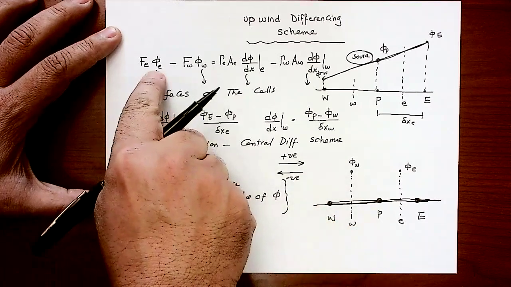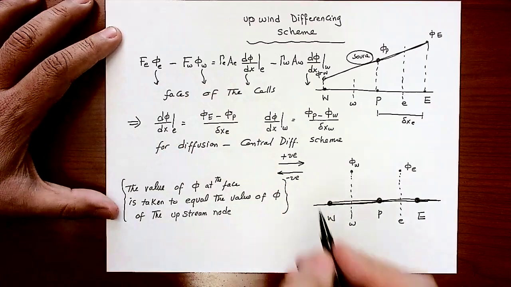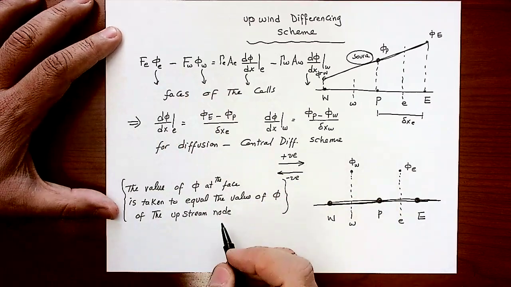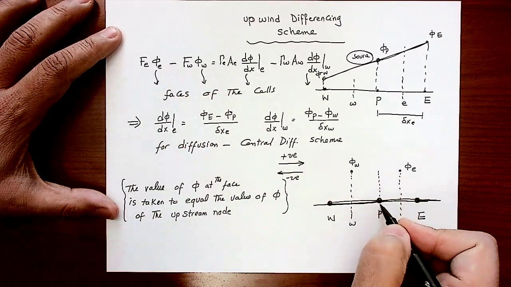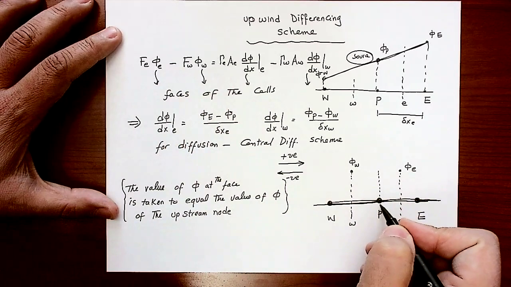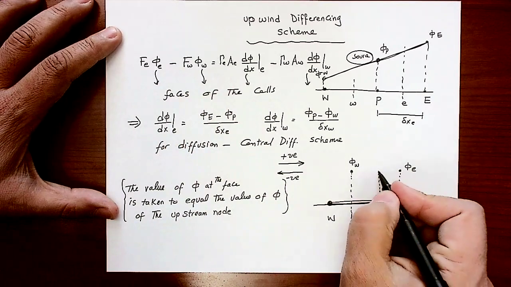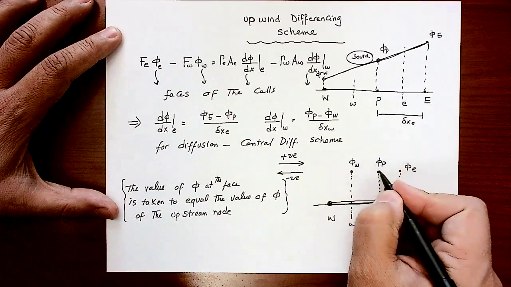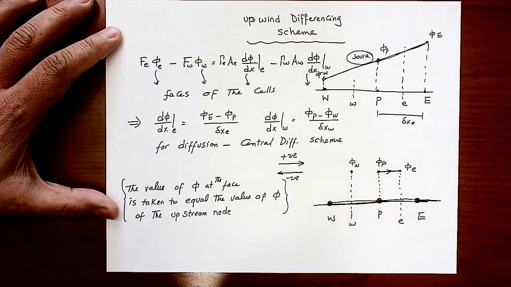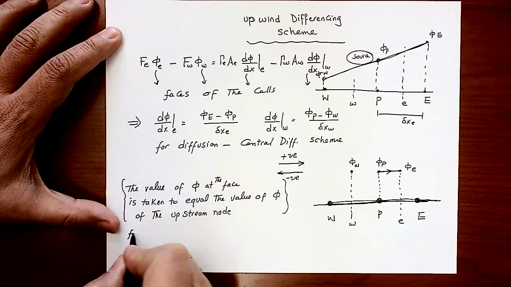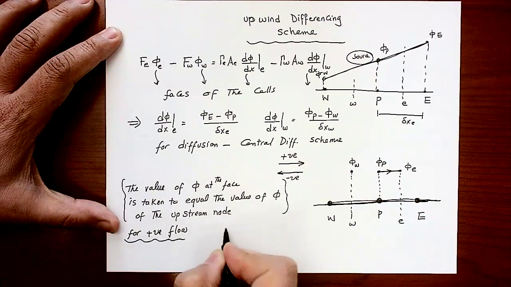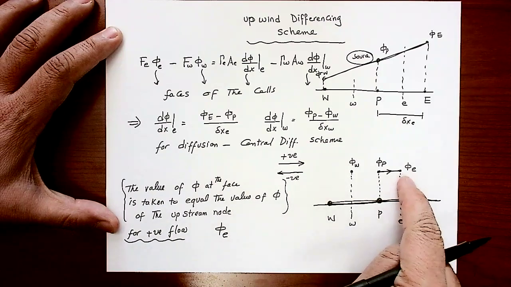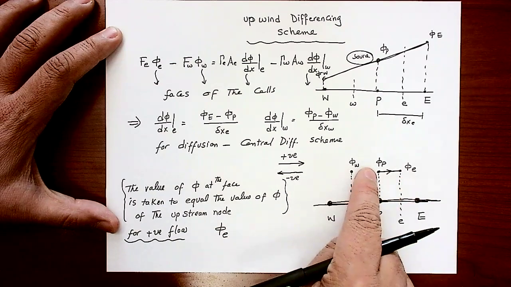Again, I'm looking for phi east and phi west, which mean the following. If the flow is going positive, the flow is going this way, this value here, the point P, would be an upstream node to the face east, right? So this is actually phi P. If the flow is going this way, for positive flow, the value of phi of the east face will be picked to be the upstream node value. So this is the upstream, this is the downstream.